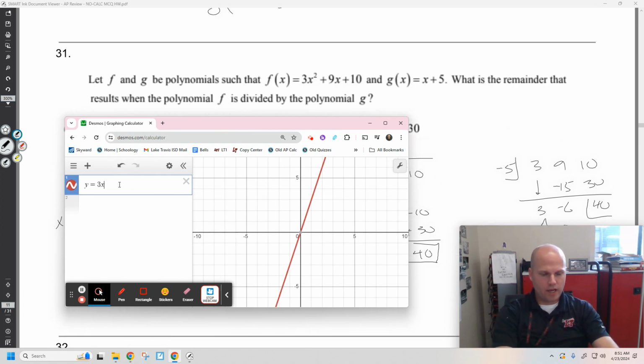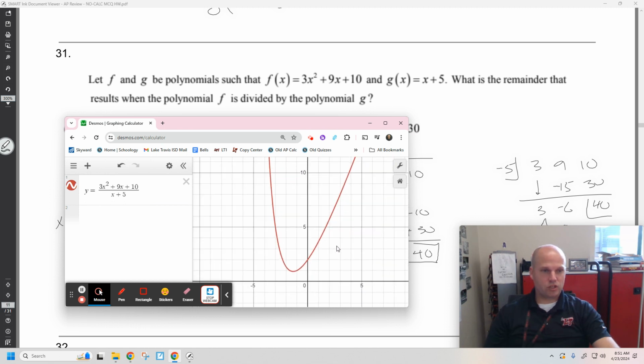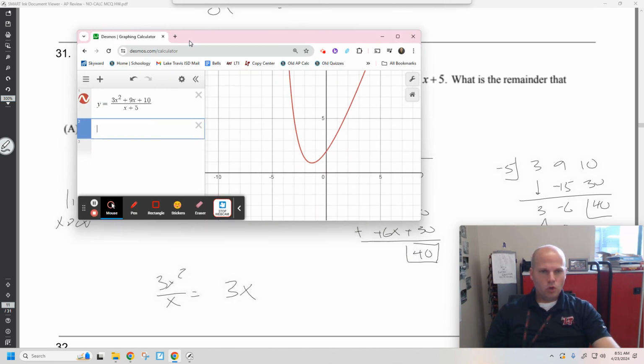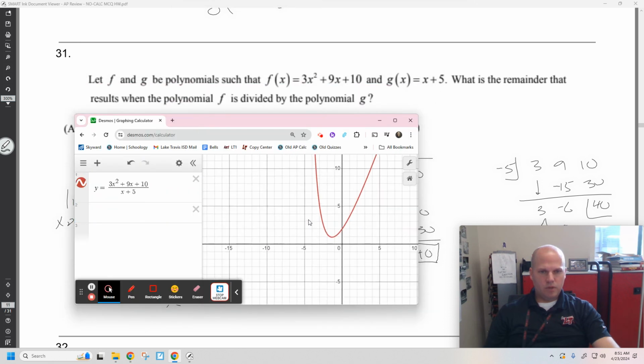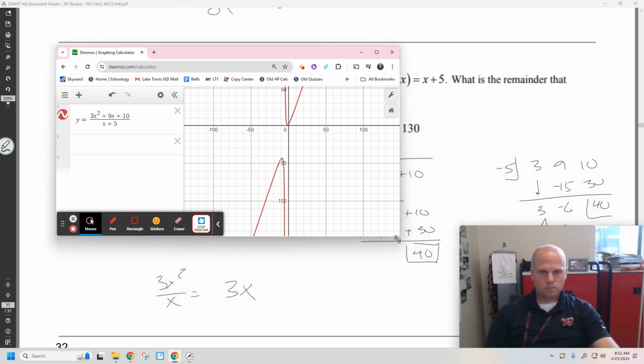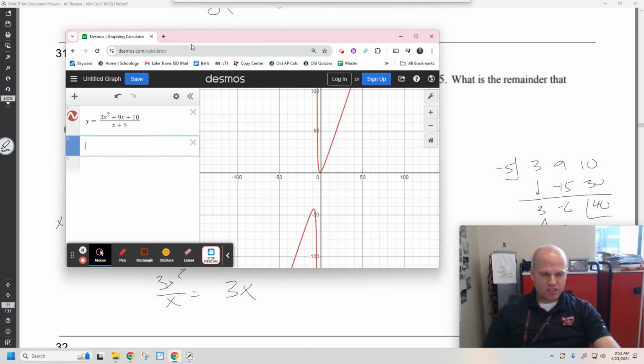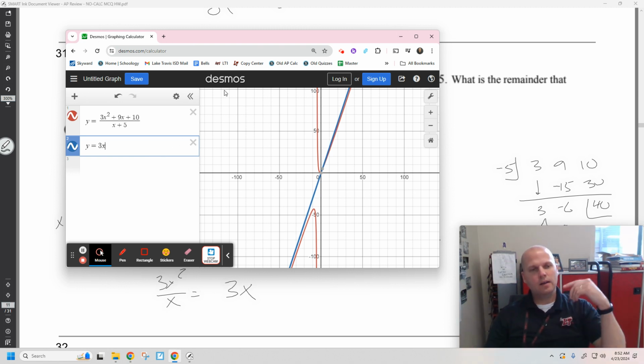Y equals 3x squared plus 9x plus 10 divided by x plus 5. Okay, here is my rational function. I'm missing the other half of it. There it is. Okay, cool. All right, we can see it has very similar end behavior to y equals 3x in terms of going in the same direction as this rational function.